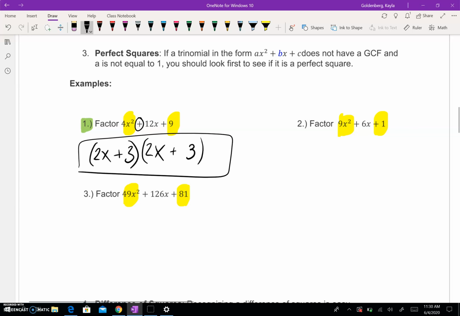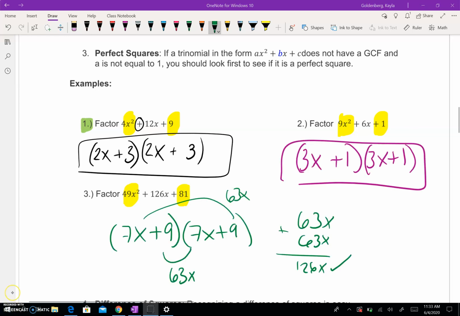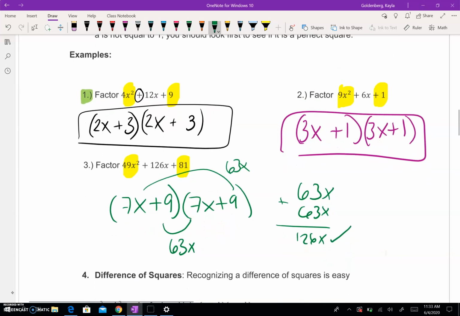So I want you to go ahead and pause the video. Try number 2 and 3 on your own. Unpause when you're ready to check your answers against my work. Okay, here are the worked out answers for number 2 and number 3. Make sure to pause the video if you need to look through any of the details.